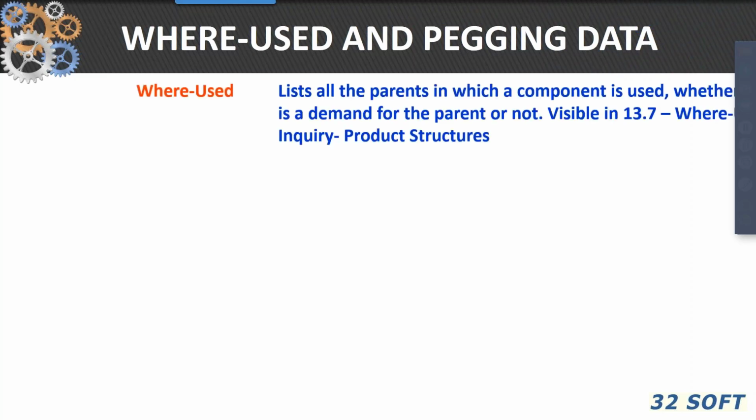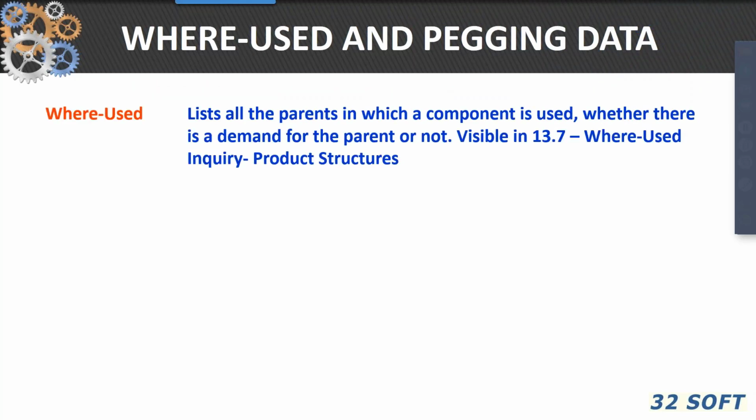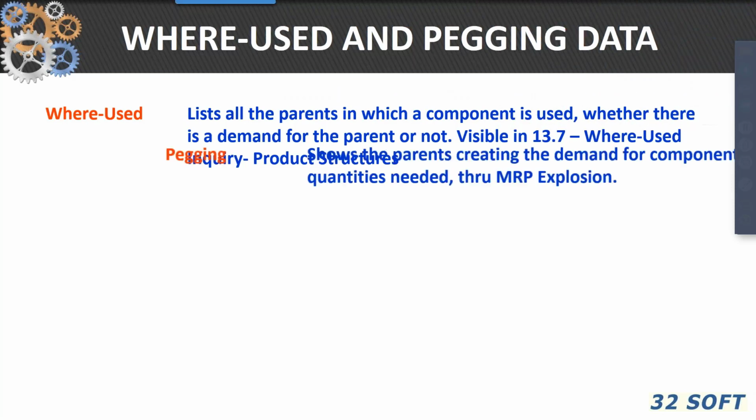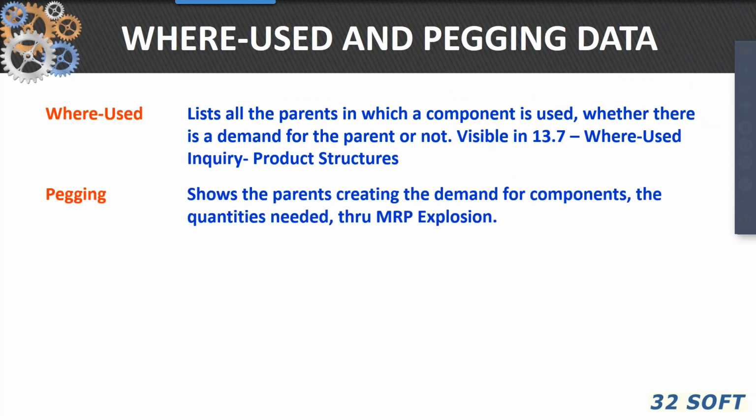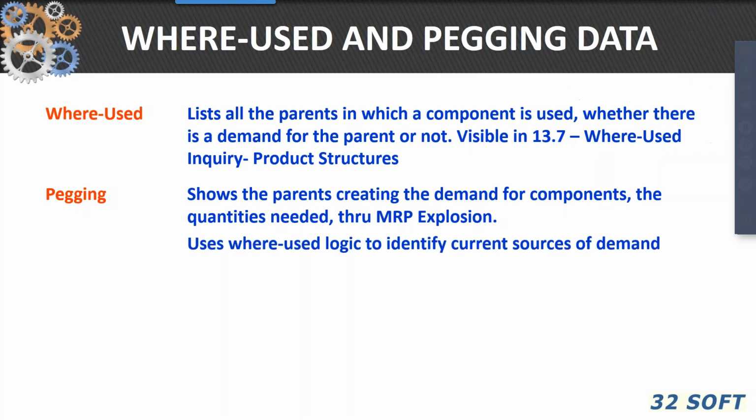There's pegging and where used. Where used is simply looking at all of the parent items for a particular child, and pegging goes into MRP and does that same kind of function, only it allows you to look at the sources of demand for a particular item's gross requirements. That can be done either at a single level, multi-level, or summarized.